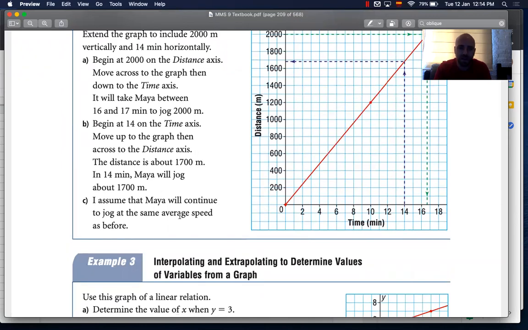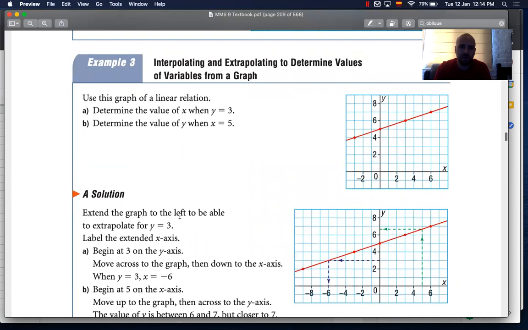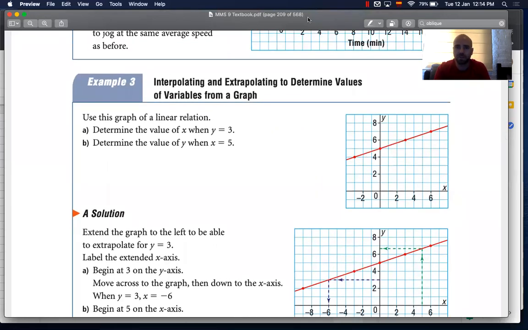All right. The last example that we're going to go through is when we're using a graph with a linear relationship. So determine the value of x when y equals 3. So when y equals 3, we're actually looking here. Okay, we have to expand on this graph a little bit more. So we're actually going down. So when y equals 3, what's x going to be? There's a couple things that we can do actually before we even get there.